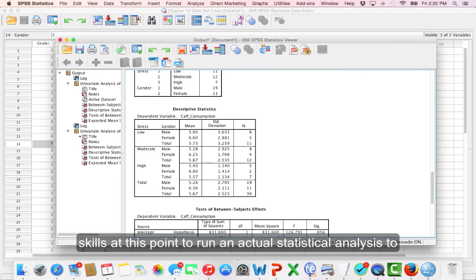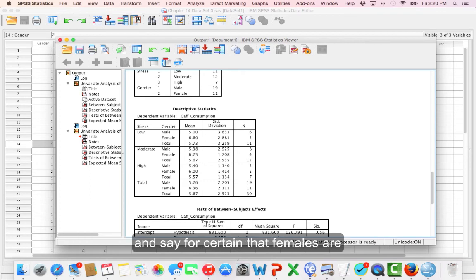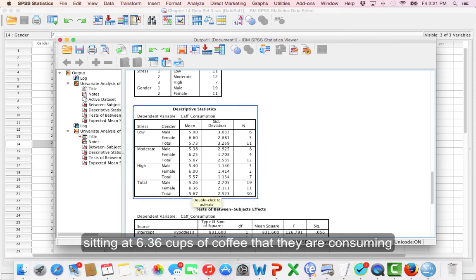Now, we do not have the skills at this point to run an actual statistical analysis, and say for certain that females statistically do drink more coffee than males, but we can do a little post-analysis looking and determine it's very likely, since females are sitting at 6.36 cups of coffee, that they are consuming more coffee than males on average. So we can analyze that way and look at those descriptive statistics to determine where you might fall.